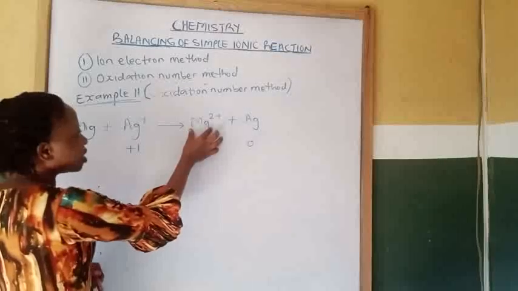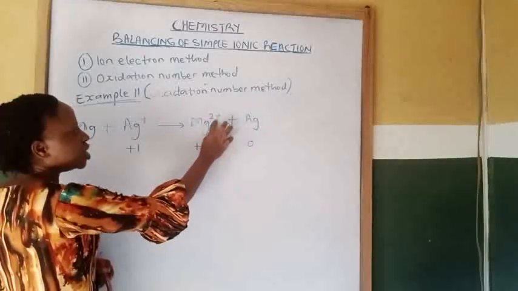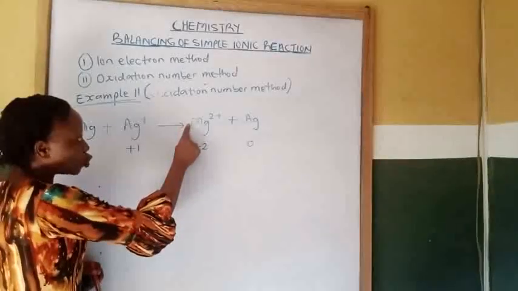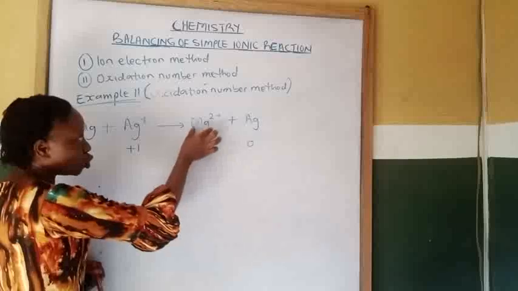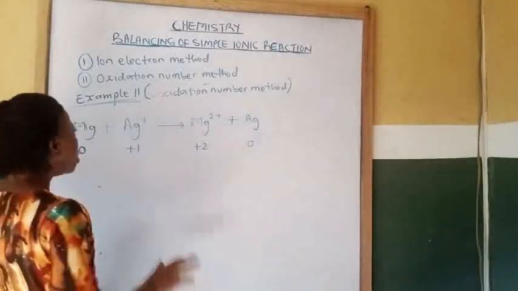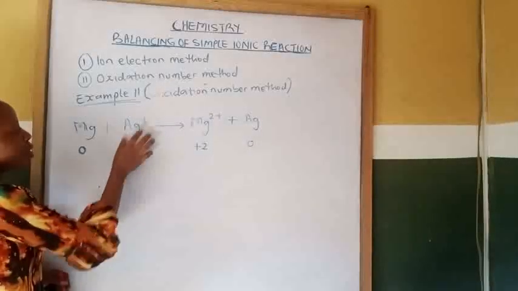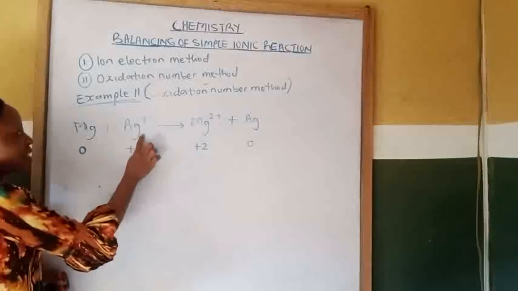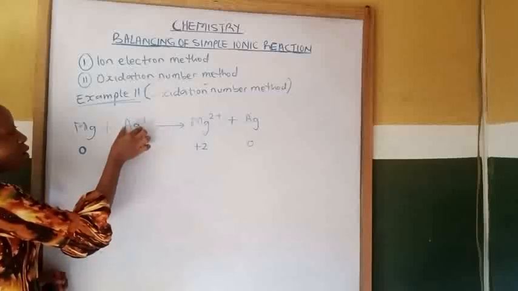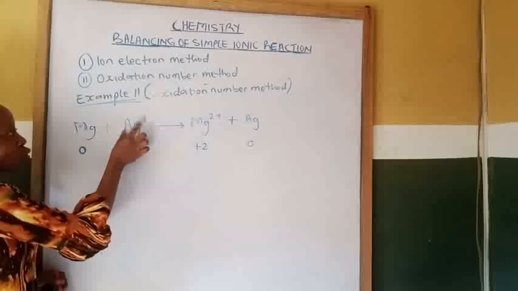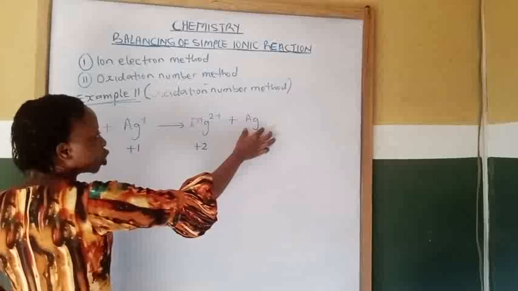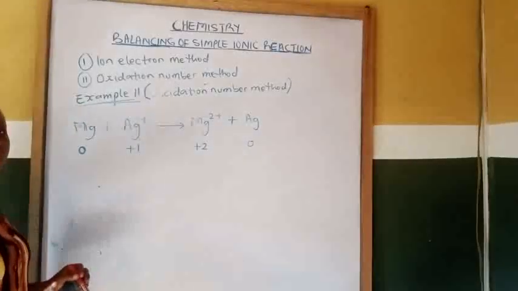Now let's check this side. We don't have anything to do with the charge when we are balancing the number of atoms. The coefficient here is 1, so we have one atom of magnesium. So magnesium is balanced. Now let's look at silver, Ag. The coefficient is 1 and the subscript is 1, so 1 times 1 gives us 1. So we have one atom of Ag at this side, and at this side too, we have one atom of Ag. So our equation is balanced.